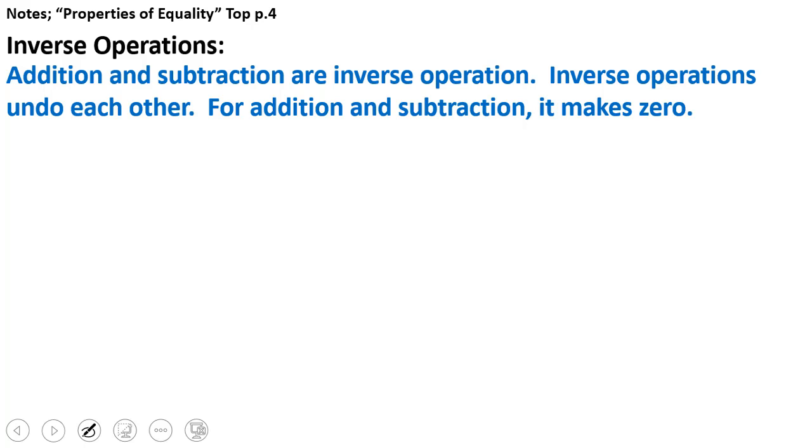So first of all, key term, inverse operations. Inverse operations are operations that are opposite. You need to write this down: opposite. Addition and subtraction are opposites. They are inverse operations. Inverse operations undo each other. And since addition and subtraction are inverse operations, when they undo each other, they will make zero, because adding or subtracting zero does not change the value of the number you are adding or subtracting zero from.